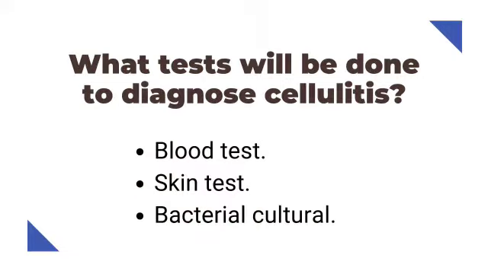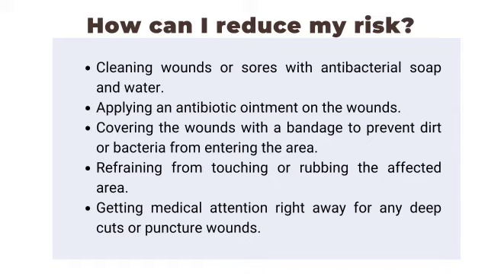Tests will be done to diagnose cellulitis. There are three tests. First one is a blood test. A blood test will confirm whether the cellulitis infection has spread to your blood. As for the second test, it is a skin test. A skin test will identify the type of bacteria responsible for the cellulitis, which helps your healthcare provider prescribe the most appropriate antibiotic. The last test will be a bacterial culture. A bacterial culture will identify the type of bacteria responsible for your cellulitis.